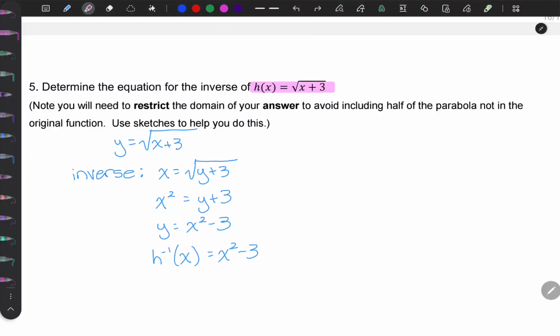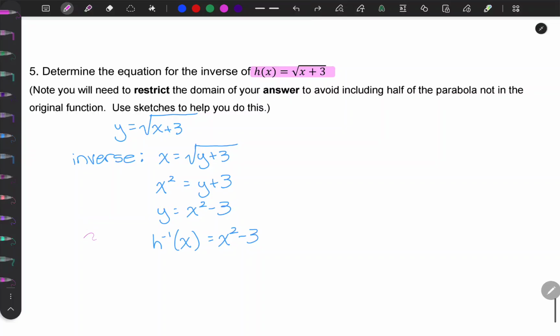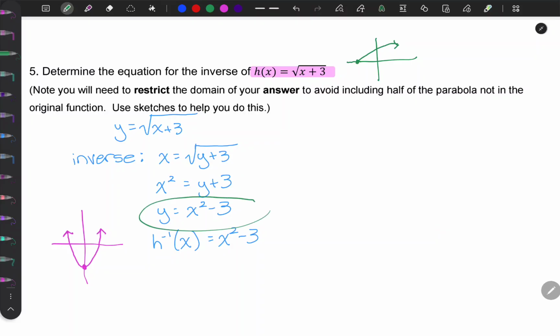Now the catch here is when you get this equation for the inverse, let's think about what the inverse looks like. The inverse is a parabola with a vertex at 0, -3. It looks like this, approximately. But what did our original h of x look like? h of x was the square root of x plus 3, so it started here at -3, and it's actually just the positive square root. So if we don't restrict our domain for the inverse here, this inverse is too much. It's giving us both parts of the graph.